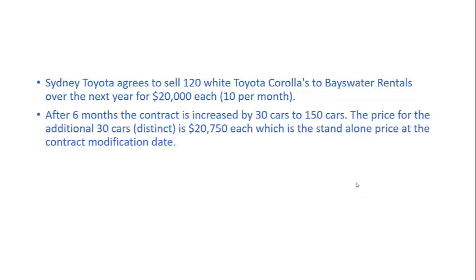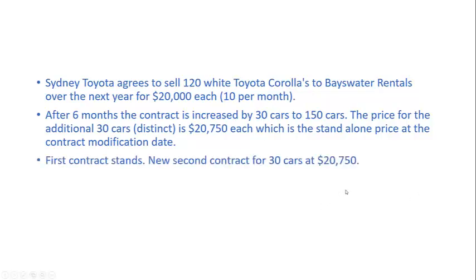Our contract modification occurs after 6 months, and after 6 months the contract is increased to 30 cars, in other words 150 cars in total. The price for the additional 30 cars is $20,750, which is the standalone price of the Toyota Corollas at the contract modification date. So what we have here is a modification for an extra 5 cars per month. The issue here is that it's a standalone contract, so therefore there's no need to think about what the relationship is between the new and the modified contract.